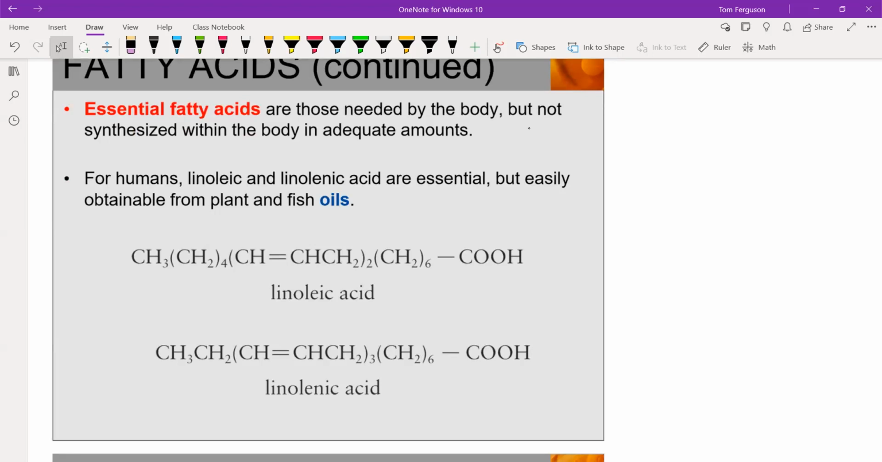There's a whole series of essential fatty acids, like essential amino acids. Those are the ones that our body has trouble making, and so we usually have to obtain those externally. Linoleic and linolenic are the two main ones. Linoleic is an omega-6, linolenic is an omega-3.